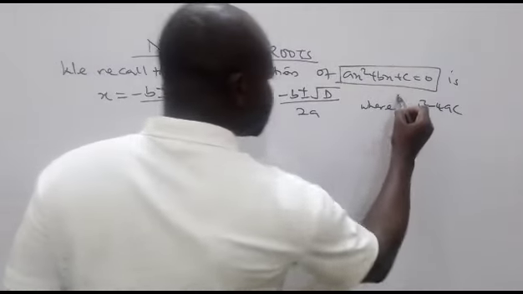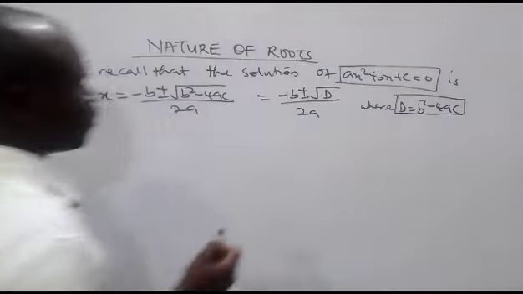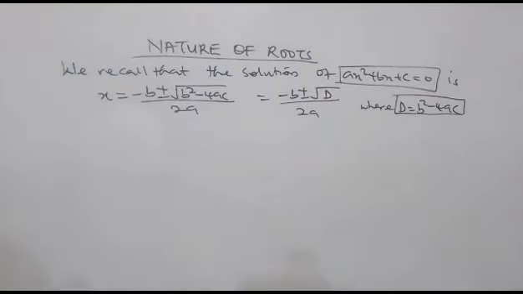What is the implication of this discriminant? We use the discriminant to know the nature of the roots. That is, how will the roots of a quadratic equation look? That is what the discriminant is used for.